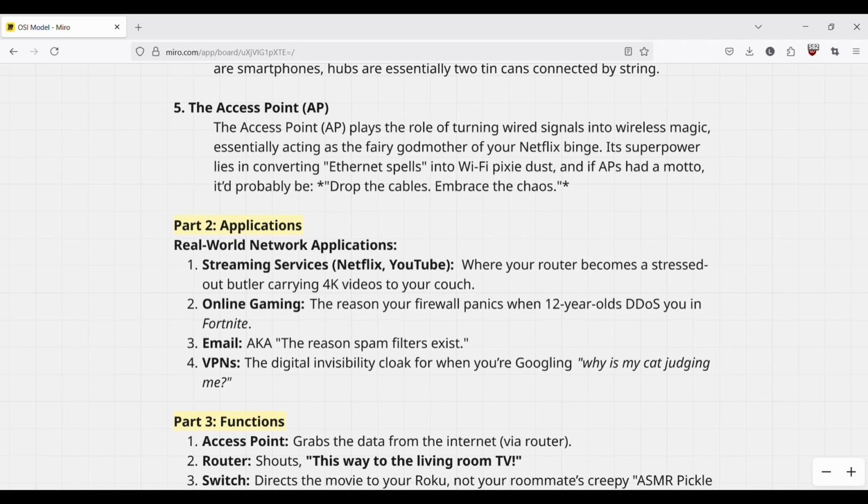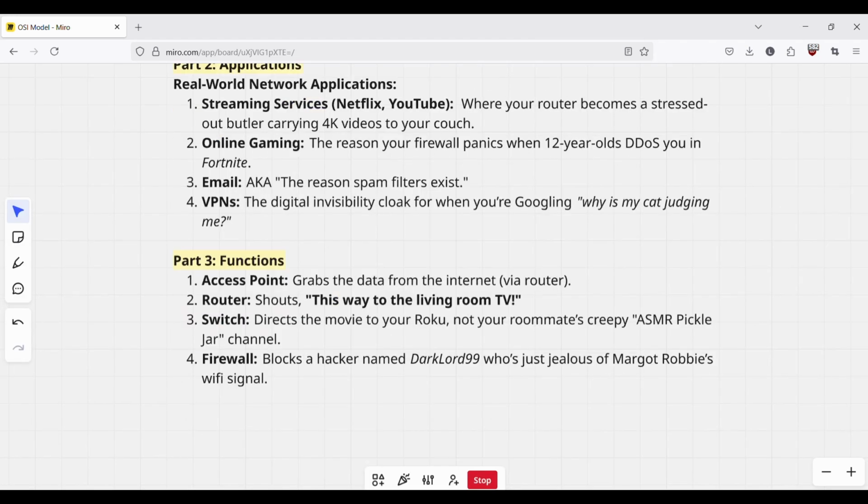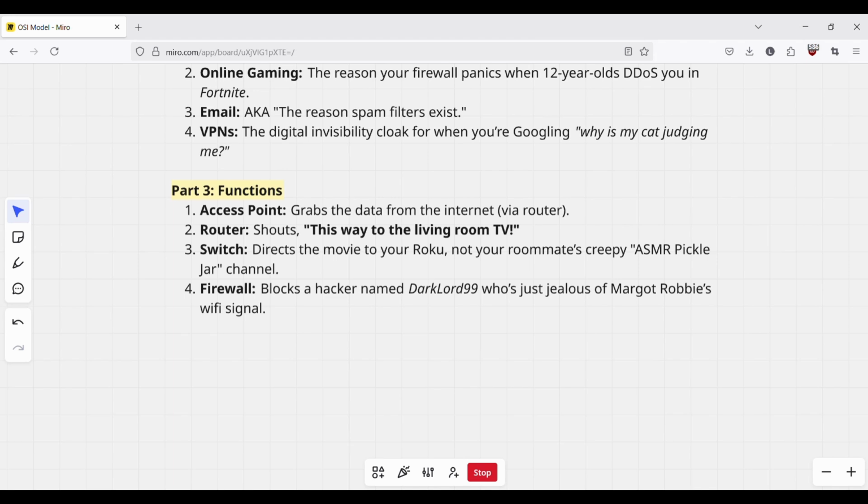Part 3, functions. Number 1, the access point grabs the data from the internet via the router. Exactly. Number 2, the router shows this to the living room TV. Number 3, the switch directs the movie to your Roku, not your roommate's creepy asthma pickle jar channel. Number 4, the firewall blocks a hacker named Dark Lord 99 who is just jealous of Margot Robbie's Wi-Fi signal.